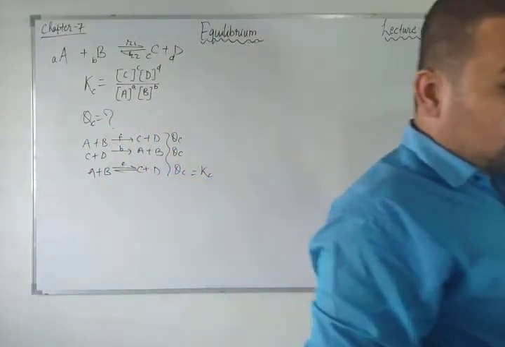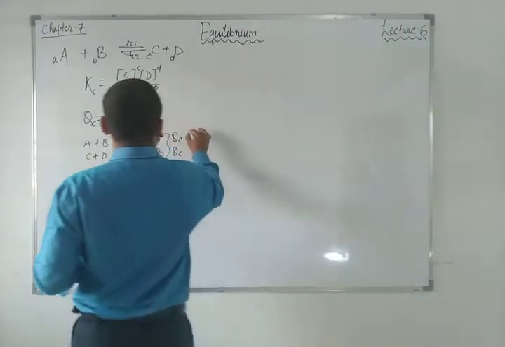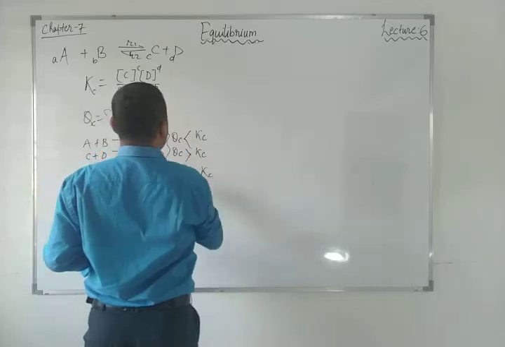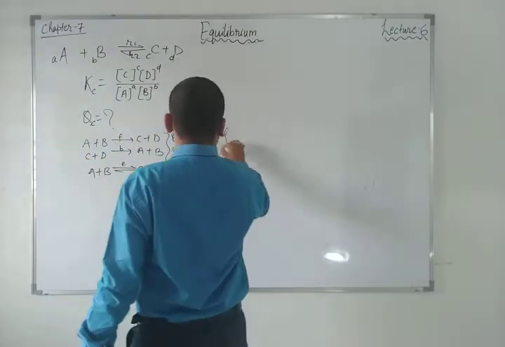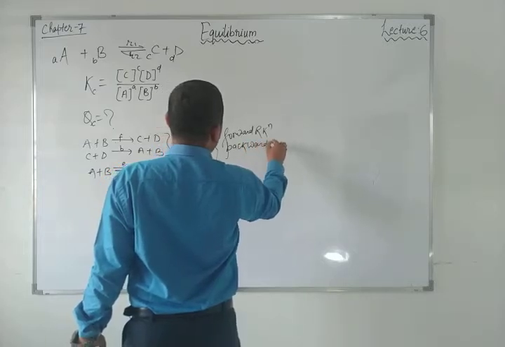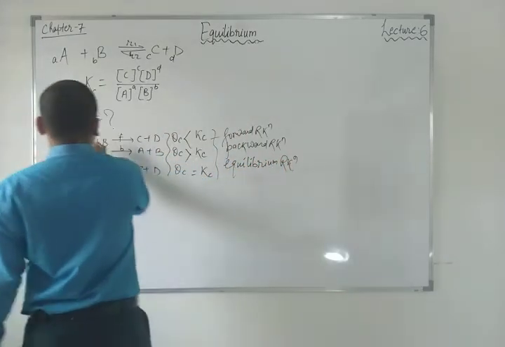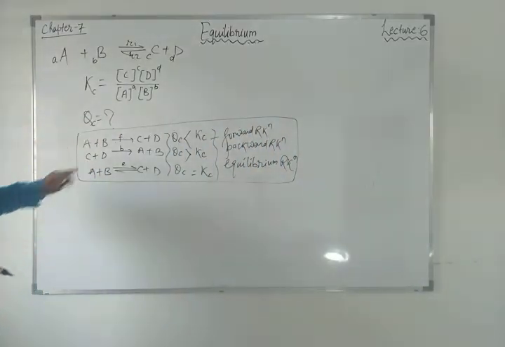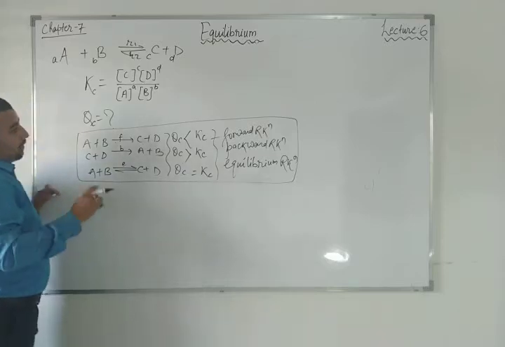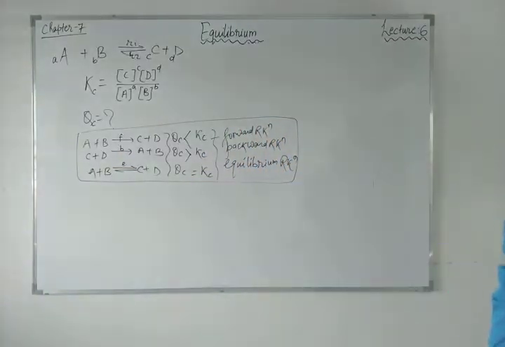But if I talk about greater than and smaller than, then remember, dear students, Qc will be less than Kc in the forward reaction. Less than Kc means Kc will be greater. So you may understand these three points: this is the forward reaction, this is the backward reaction, and this is the equilibrium. So this is the relationship between the equilibrium constant and the reaction quotient. I hope all of you have understood. This will give the direction.